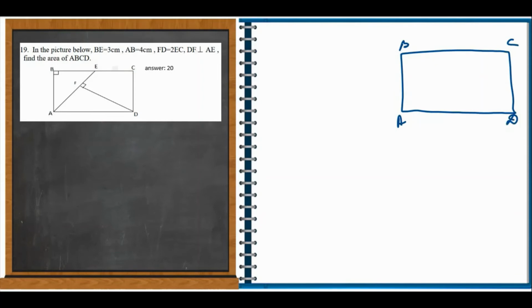AE is a line such that E cuts the side BC. So here is E. And we have another line, DF, that's perpendicular to AE. BE is 3. Let's write 3 here. FD is twice EC, AB is 4, and FD is twice EC. So let's call EC x, and FD is going to be 2x. And we need to find the area of rectangle ABCD.